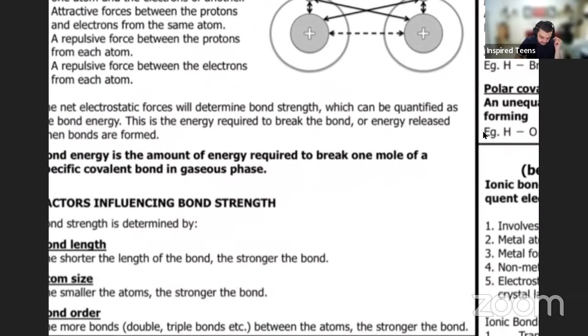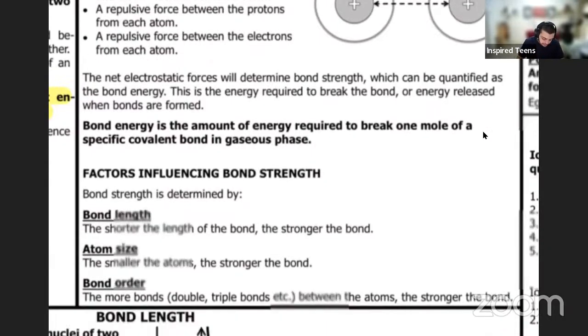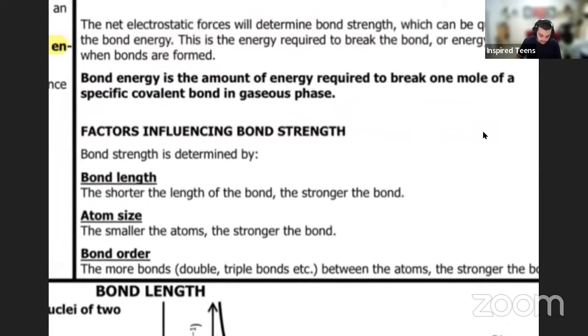Okay, let's have a look at this. Factors influencing bond strength. Bond strength is determined by bond length, atomic size, and bond order. Bond length says the shorter the length of the bond, the stronger the bond. Atomic size says the smaller the atoms, the stronger the bond. Bond order means the more bonds between the atoms, the stronger the bond. So when it comes to bond length, we're talking about shorter length.